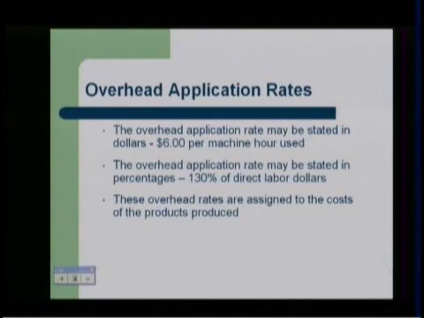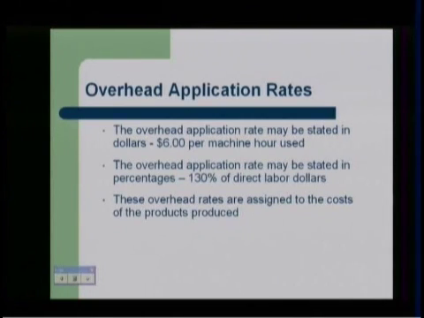So what we do is we take our total overhead cost, we divide it by direct labor hours, direct labor dollars, whatever our driver is going to be, and we come up with a dollar amount or a percentage amount that we're going to apply to our products. Now we may be over or under, because remember, we're talking about an estimate here. The overhead could be, let's say, like in the first bullet, $6 per machine hour.